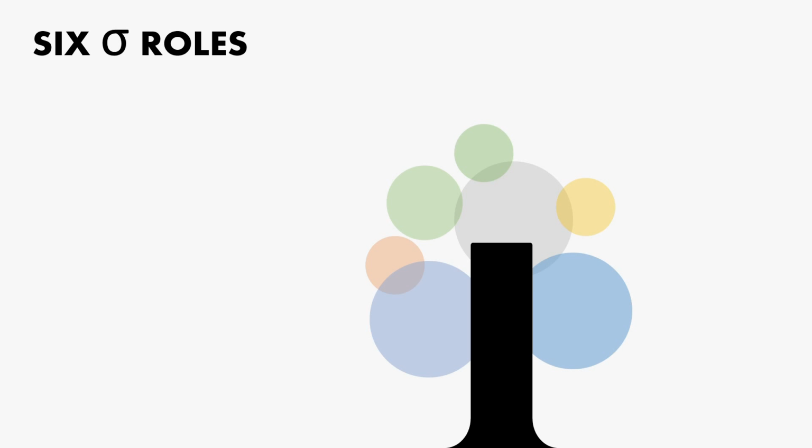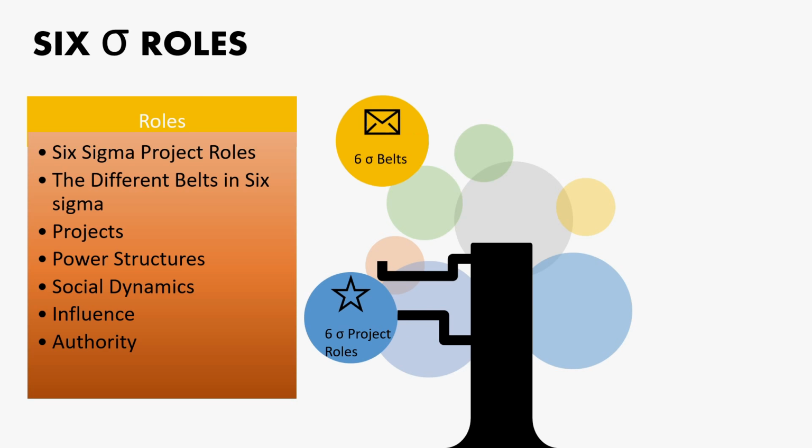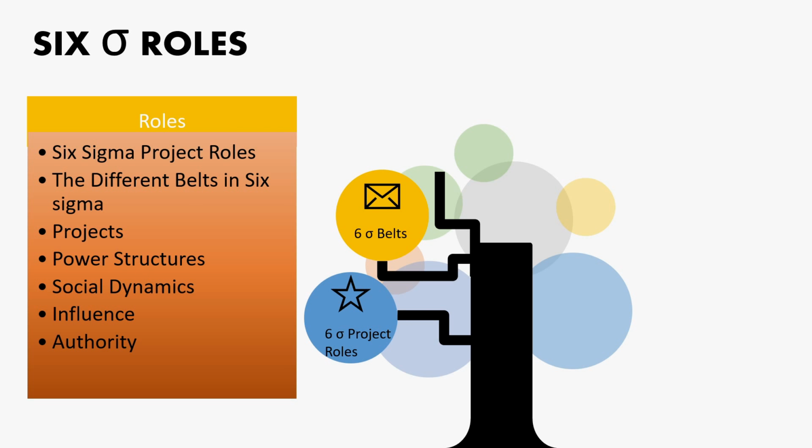Welcome to the course on Six Sigma roles. In this course we're going to review the various project-based and functional roles in Six Sigma projects. There are no prerequisites for this lesson. We'll begin by exploring some of the critical roles that are part of a project. Then we will understand the various belts in Six Sigma, their roles, and what it takes to be at each level.